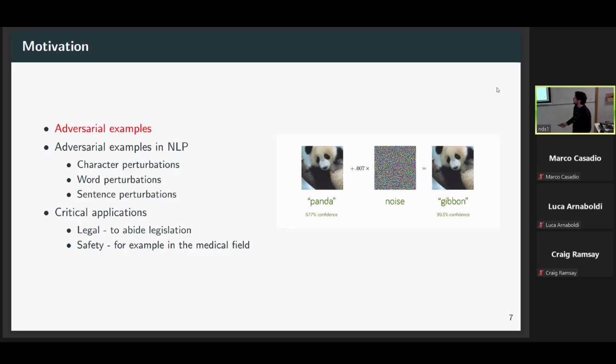So this is the most famous example. We have an image of a panda, and the network classifies it correctly. You add some noise, and you get this other image where you can't see the difference with your eyes. But the network misclassifies it as a gibbon, or it doesn't really matter what, but it misclassifies.